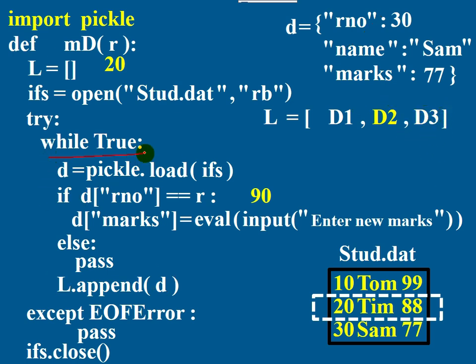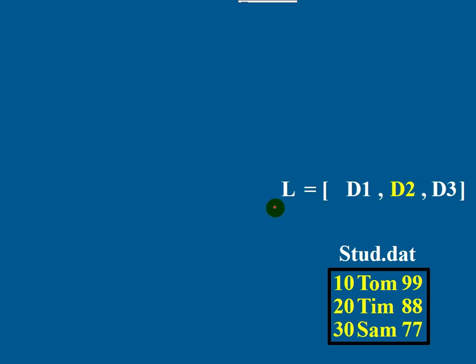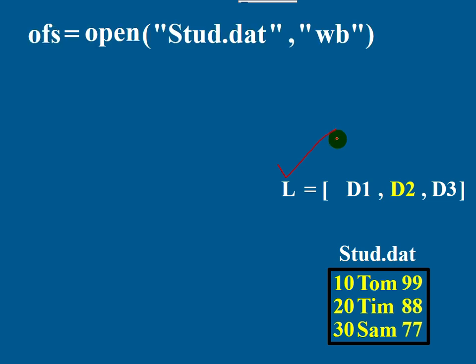Because of infinite while loop, load function will try to read the fourth record that does not exist. So load function throws an exception. It is caught here. Once the use is over, we close the file. So now list L contains 3 dictionaries. Retrieve elements one by one from list L.